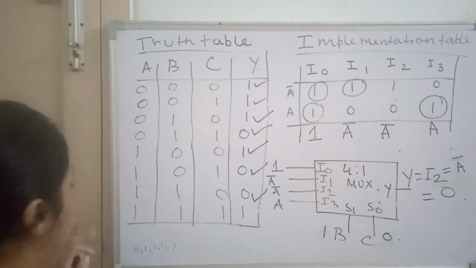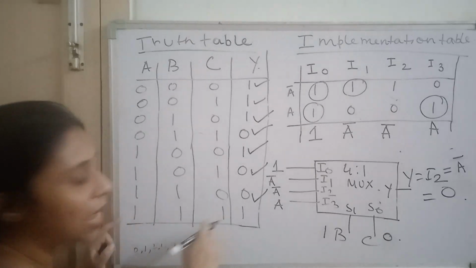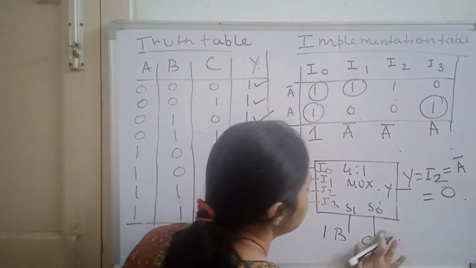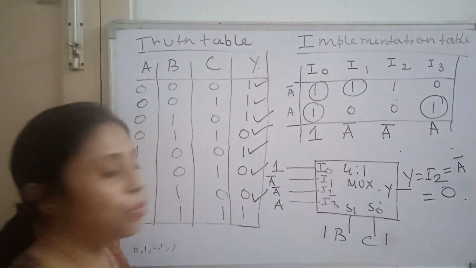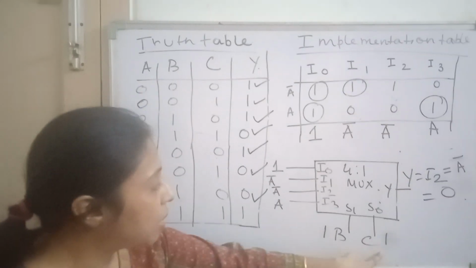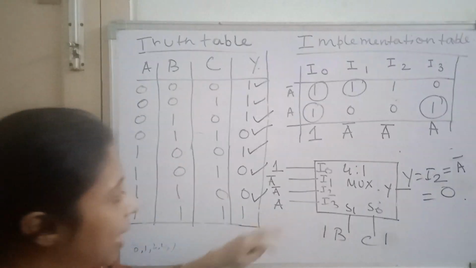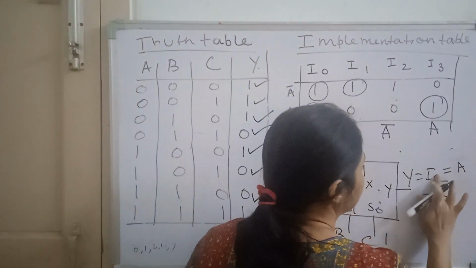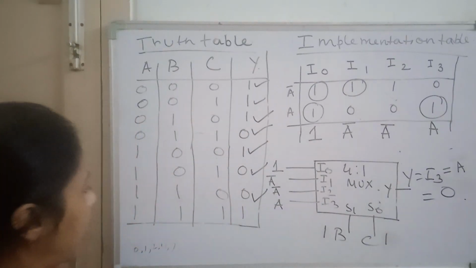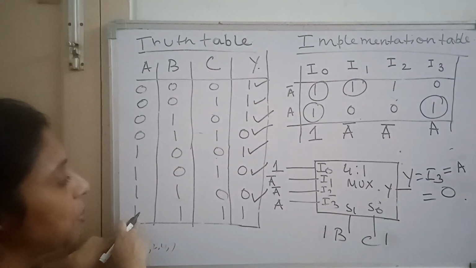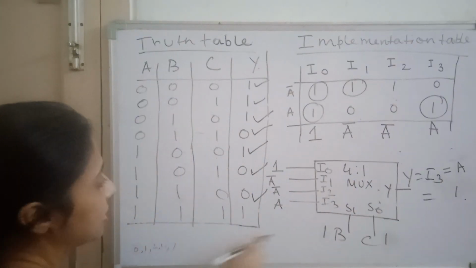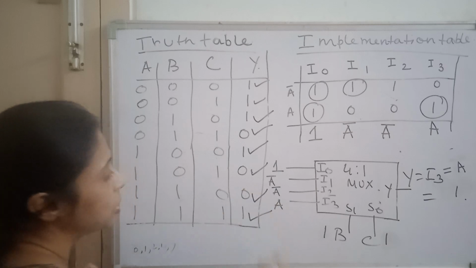So checked. Now the next one, 1, 1, 1. So your B is 1, C is 1. B, C both are 1. So which one is selected from the input lines? A, because for 1, 1 I3 is selected. So output is A. I3 is equal to A. Now what is A? A is 1. So output is 1. See, from the truth table also output is 1.